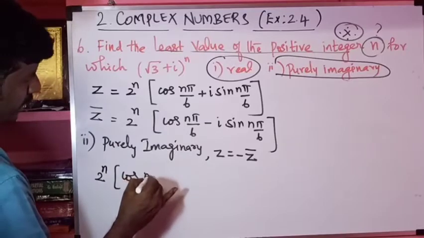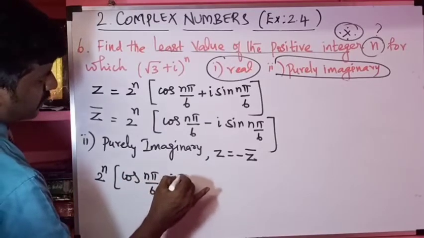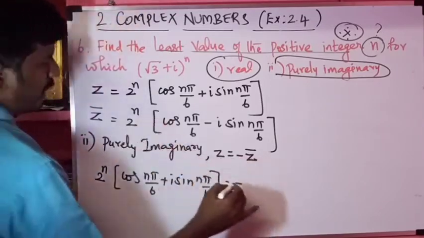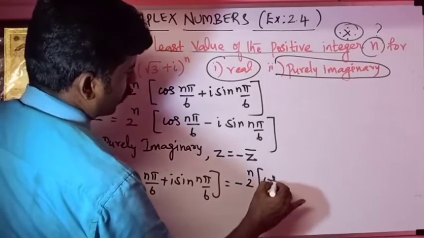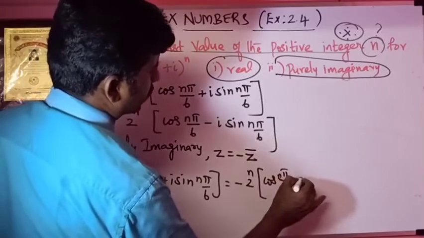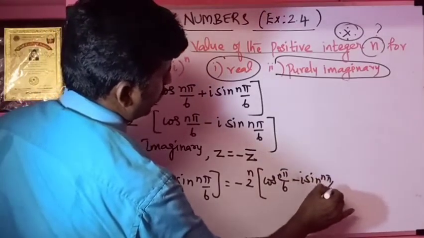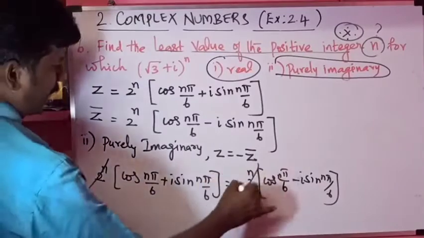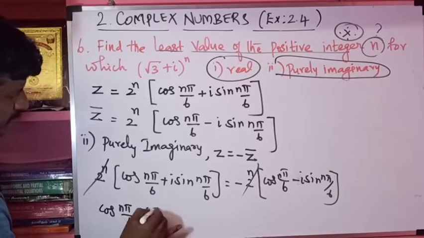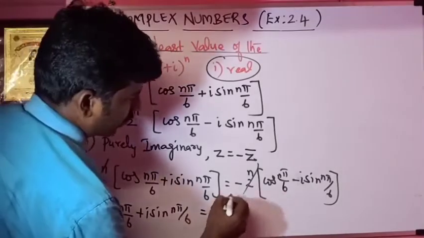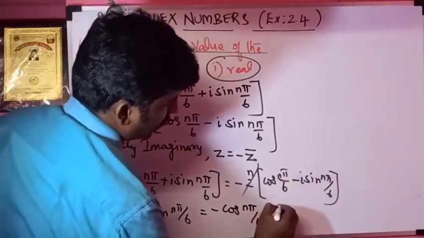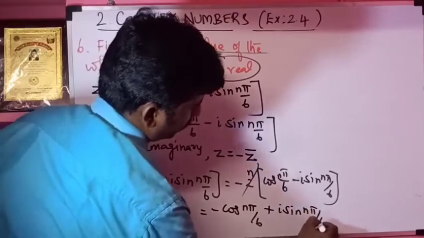The cos n pi by 6 plus I sin n pi by 6 is equal to minus the z bar value, the 2 power n cos n pi by 6. This is minus, yeah? So the minus I sin n pi by 6, right? So 2 power n cancel. This can be written as cos n pi by 6 plus I sin n pi by 6. So this is the minus cos n pi by 6. Minus into minus plus I sin the n pi by 6, right?